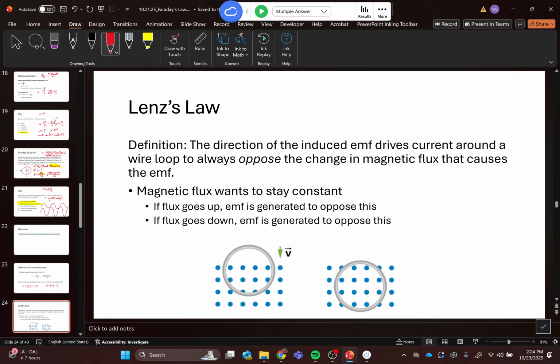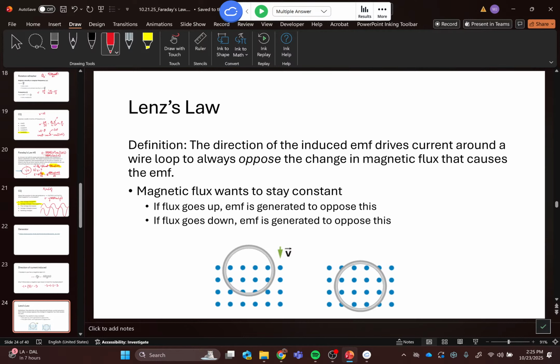So the rule is magnetic flux wants to stay constant. Why? Because this is how the universe works. This is not like me pulling any switches or pulling any levers to make this happen. This is just what happens. So if the flux goes up, I'm going to make a current to oppose that. If the flux goes down, I'm going to make a current to oppose that.